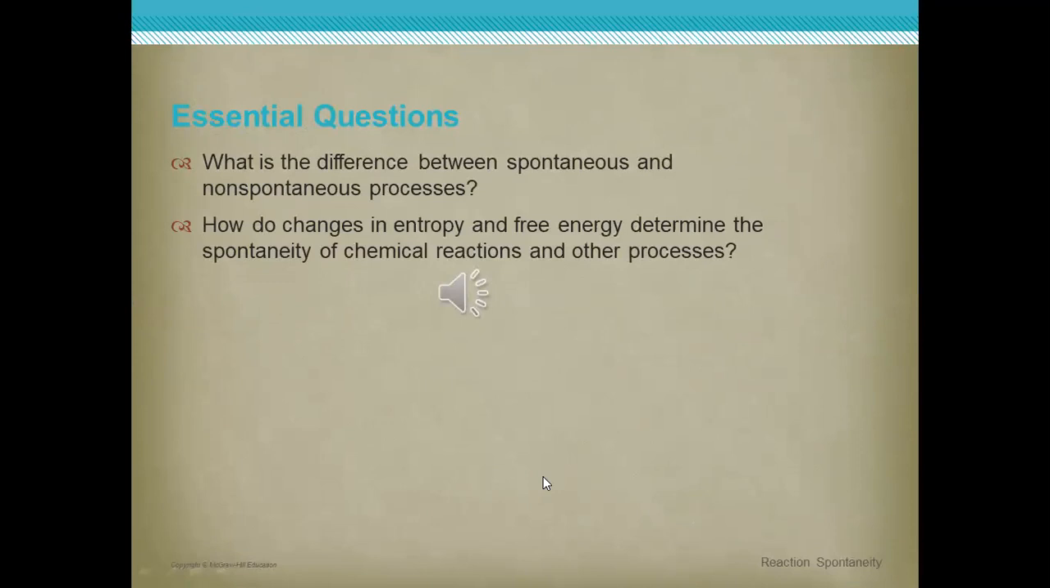Khaled, can you read the first question? What is the difference between spontaneous and non-spontaneous processes? Thanks, Khaled. Waleed, can you read the second question? How do changes in entropy and free energy determine the spontaneity of chemical reactions and other processes? Okay, thanks, my friend.